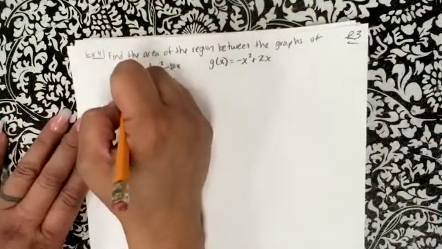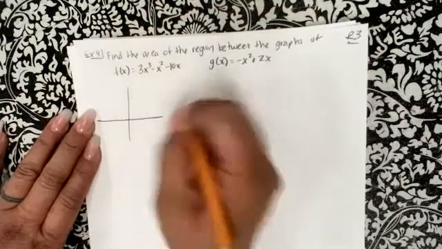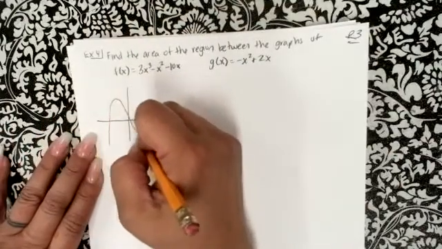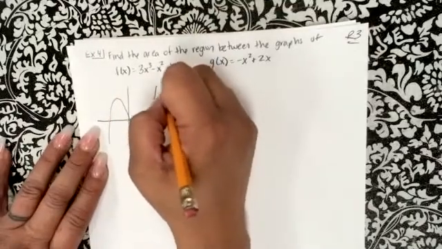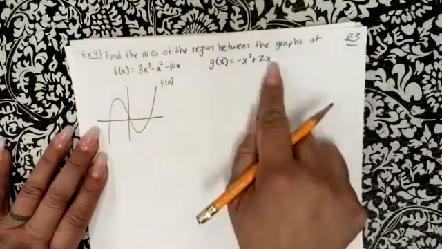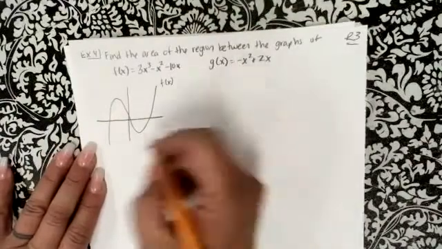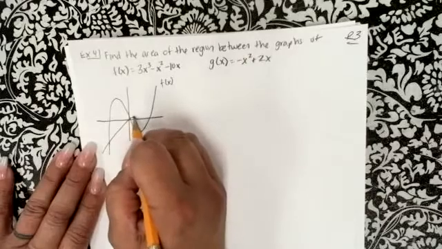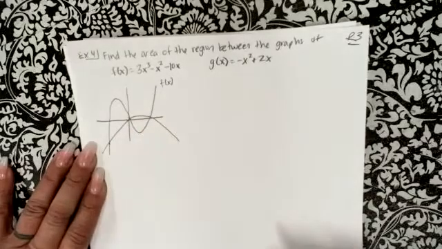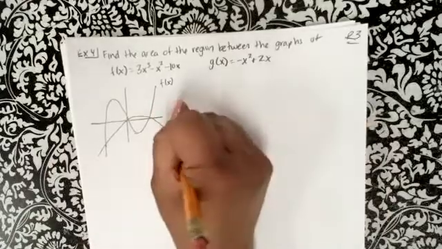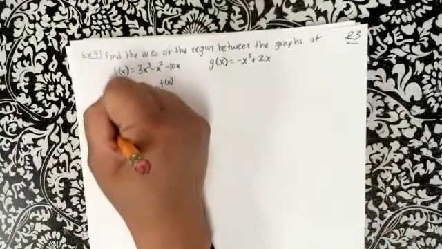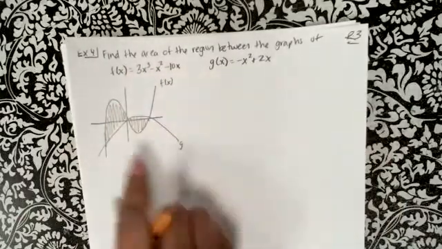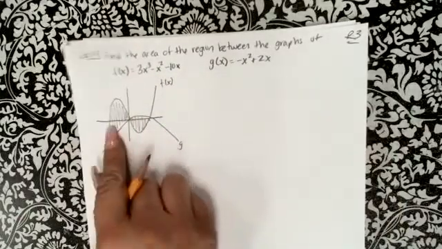Now, this is what the graph is going to look like. I'm just going to give it to you. That one's a cubic, so the cubic is going to go like this. That's going to be the graph of f of x. This one is an upside down parabola, and it's going to look like this. Now, the region that we're looking at is this part and this part, so I'm basically going to have two separate integrals.